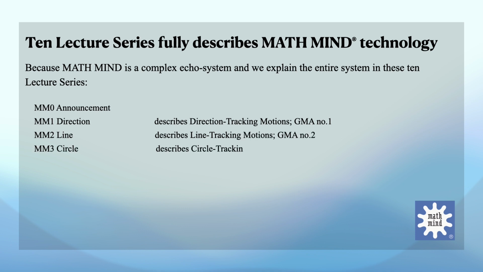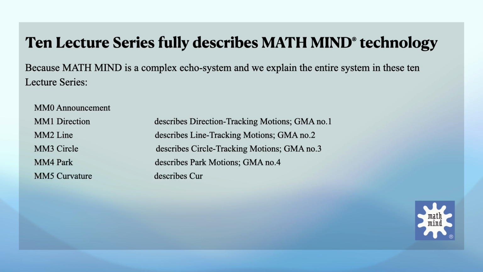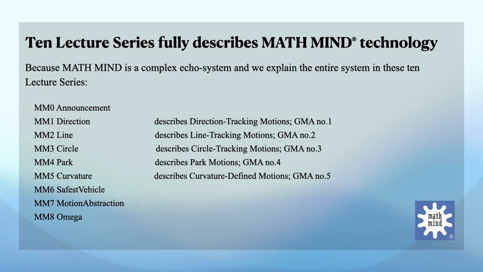MM3 Circle, describes circle-tracking motions GM number 3. MM4 Park, describes park motions GM number 4. MM5 Curvature, describes curvature-defined motions GM number 5. MM6 Safest Vehicle, MM7 Motion Abstraction, MM8 Omega-Mode Motion, and MM9 Man-Made Motion.